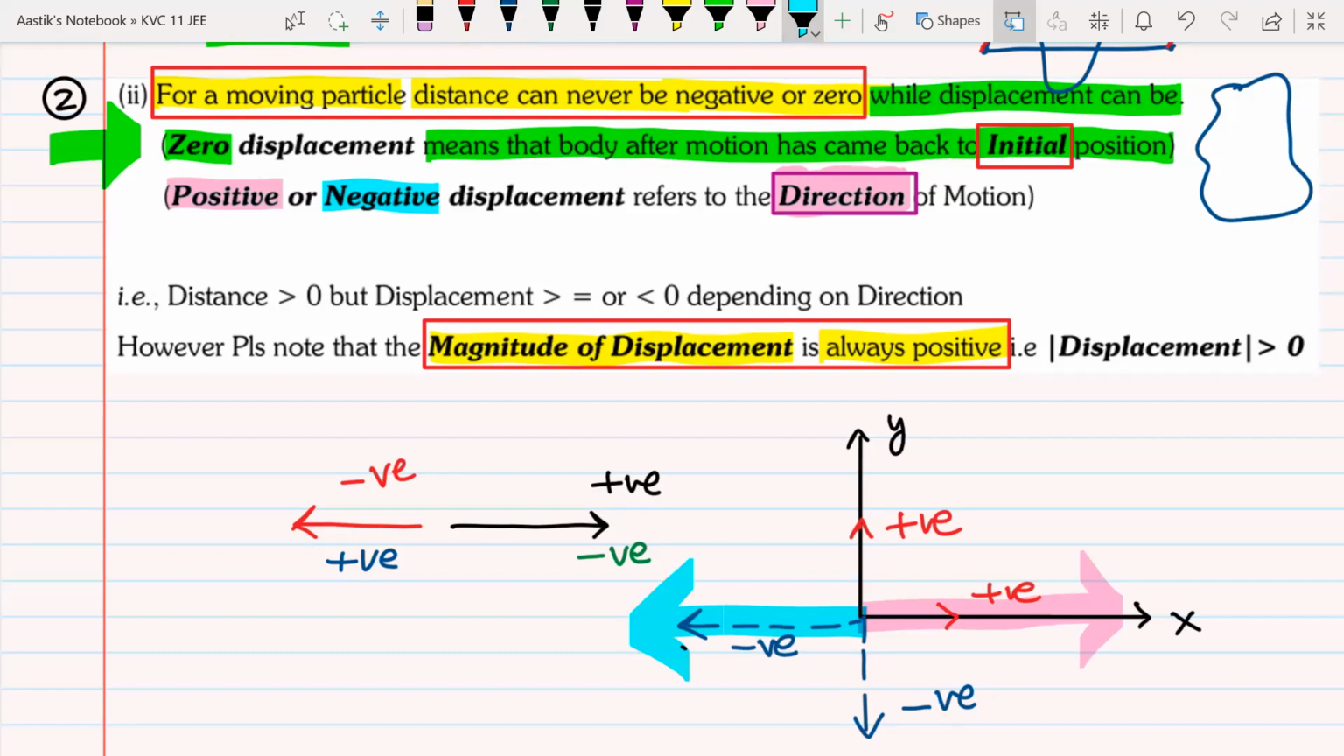If we are talking about y-axis, any vector which is directed upwards along positive y, we will take it as positive, and any vector which is directed down below along negative y-axis, we will take as negative. Do we all agree on this sign convention? Yes or no? Please, all of you say yes. Yes, sir.